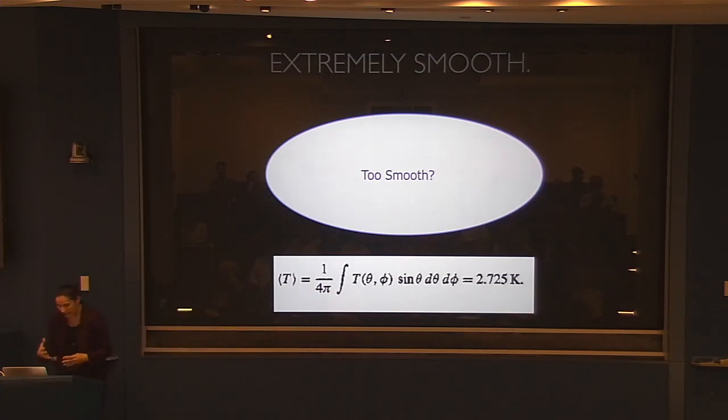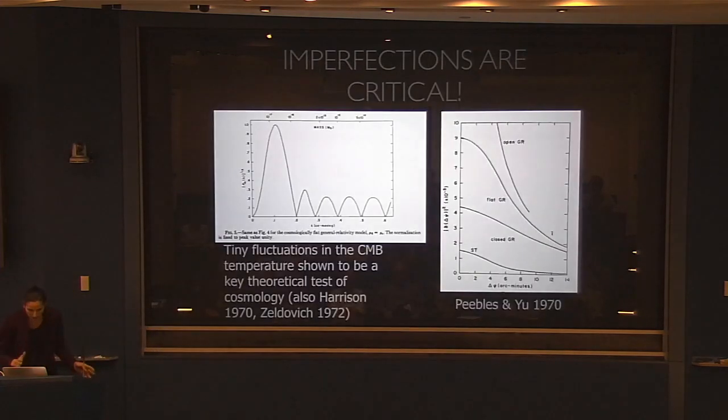So if you had an early universe with lots of perturbations, some sort of plasma where lots of wild things were happening, how did you get this same temperature in every direction you looked? So it was extremely smooth, and maybe people felt too smooth. But in fact, these imperfections are critical.